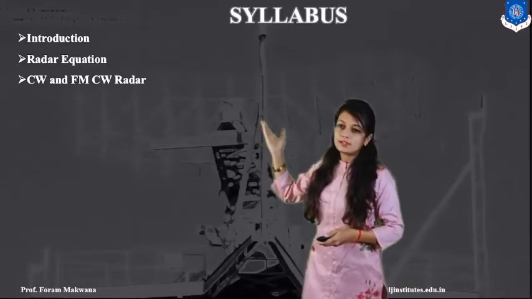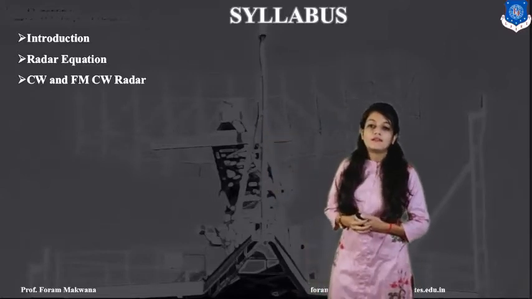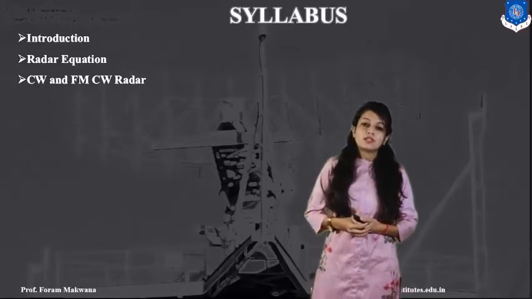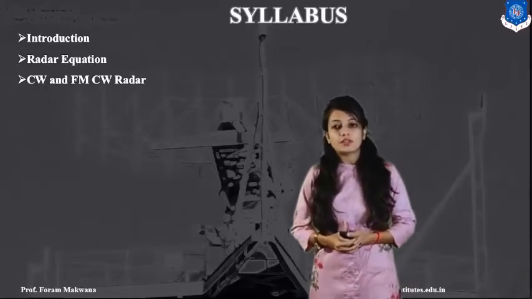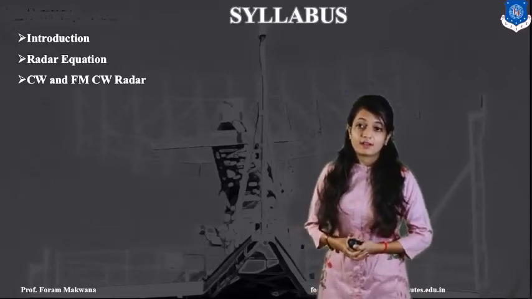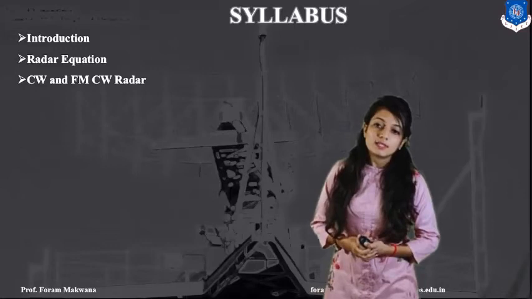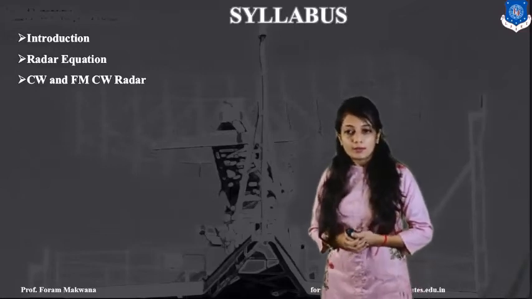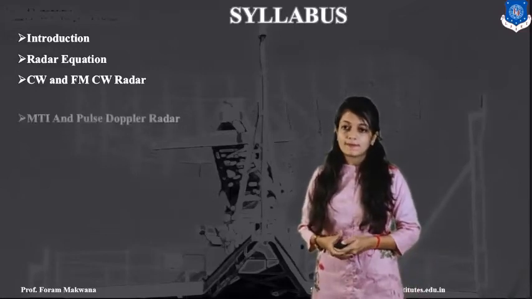Unit number 3, that is continuous wave and FMCW radar. In this chapter number 3, we are going to study different types of radar like continuous wave radar, pulse radar, frequency modulated continuous wave radar, airborne radar, like this.